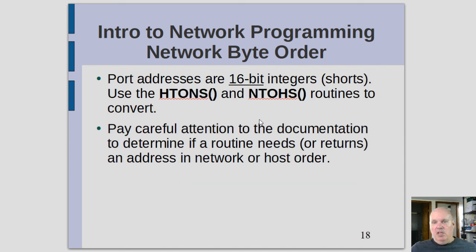Okay. I have the same issue with port addresses. They're actually 16-bit integers, so you only have to worry about swapping 2 bytes instead of 4 as in a network address, but there are corresponding host to network short and network to host short routines. You have to pay careful attention to the documentation here to see if a particular routine needs the IP address or the port number in network order or host order, and most often the routines will ask for them in network order. So you often have to call host to network short or host to network long, perhaps, to switch the bytes into the proper order.